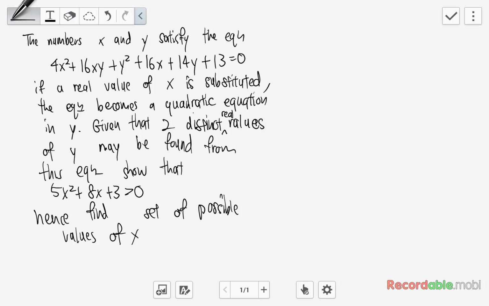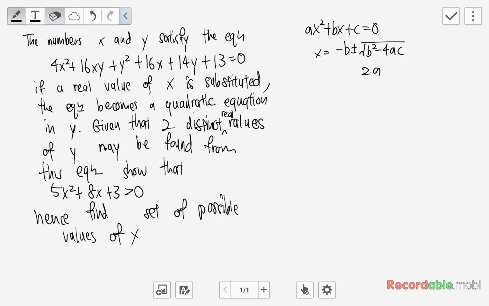Now, first thing, what is a quadratic equation? A quadratic equation is something of the form ax squared plus bx plus c equals 0, and the solution for x in this case would be the standard formula: x equals minus b plus or minus the square root of b squared minus 4ac, over 2a. Now, depending on what our b squared minus 4ac is, we could have one root, we could have two roots, or we could have no roots.